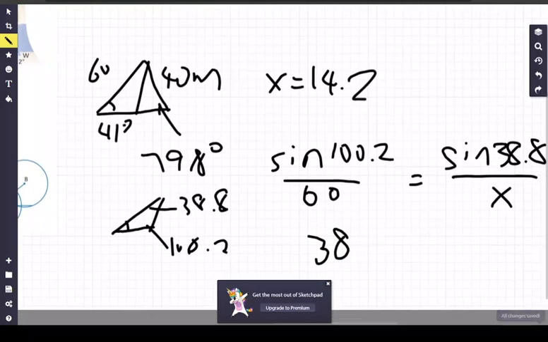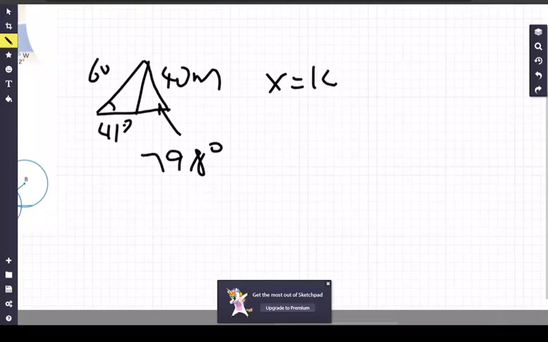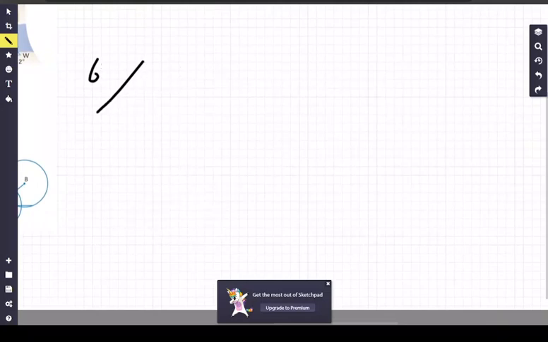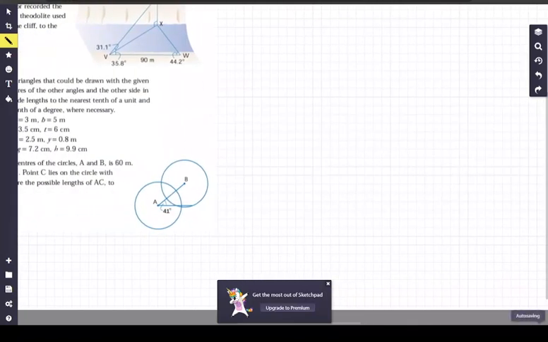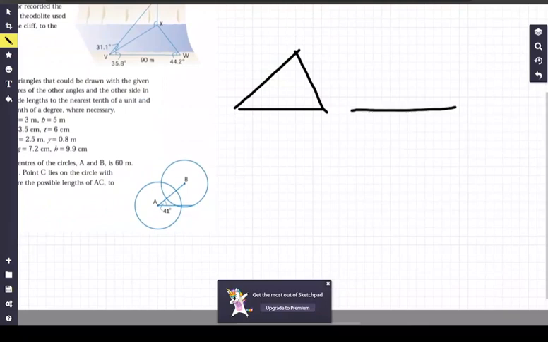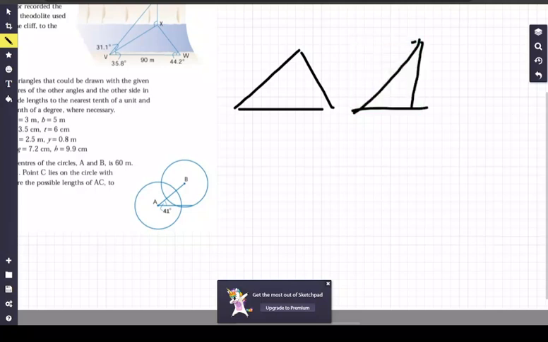So, finally, with that said, the length AC could either be this triangle or this triangle. So for this triangle, our length is 38.2. And since we found this part here, we can just add it to this part. So 38.2 plus 14.2 is going to give us 52.4.